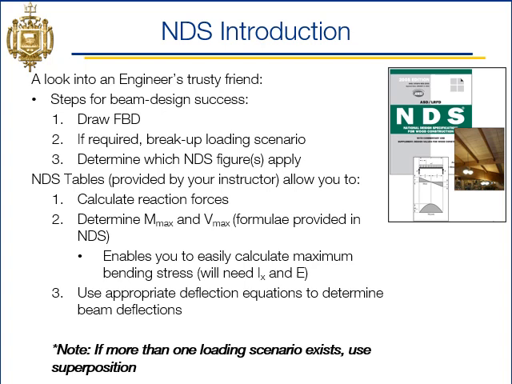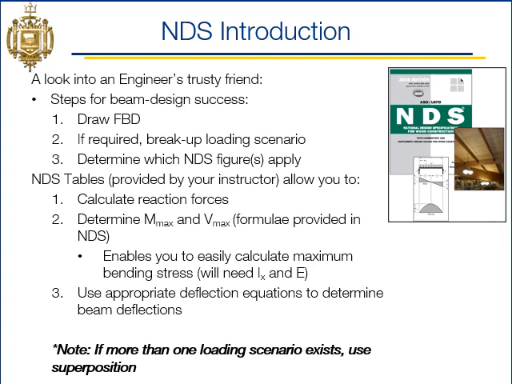NDS is a great tool. It allows you to quickly calculate reaction forces. It has those equations in there. It allows you to quickly calculate the maximum moment and maximum shear, so those formulas are all provided. You still will need the moment of inertia and E. The NDS doesn't give you those. Those are based on your problem, so you'll need to cross-check back to see what Ix or E is, or calculate Ix if necessary. And then the NDS also has those deflection equations.